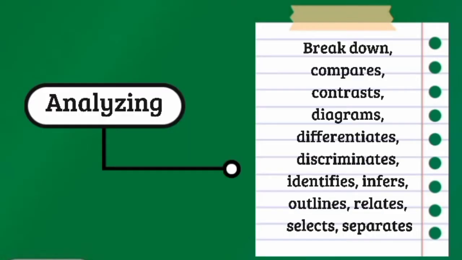And then next, we have analyzing. So it means separating materials or concepts into component parts so that the organization is clear, distinguishes between facts and inferences. Example keywords: breaks down, compares, contrasts, diagrams, differentiates, discriminates, identifies, infers, outlines, relates, selects, and separates.